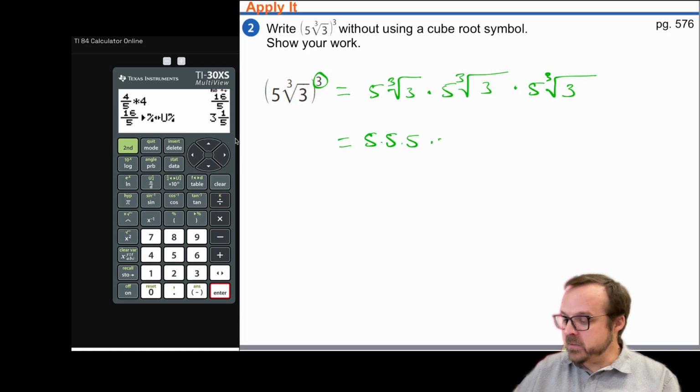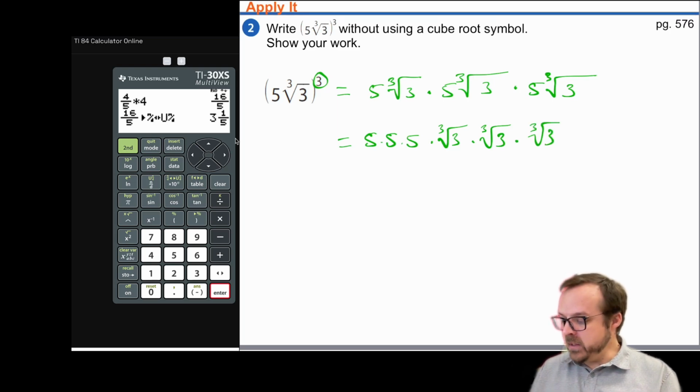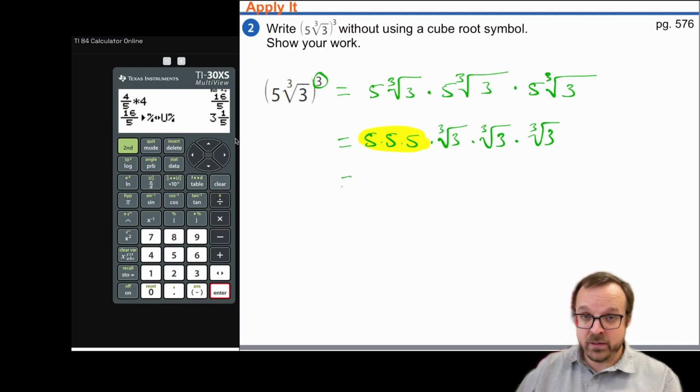And then we have this times cube root of 3 times cube root of 3 times cube root of 3. Over here, let me highlight this. This is 5 times 5 times 5. That's either a calculator problem. It's 125. But we could rewrite that as 5 cubed, or 125, I'll get there.